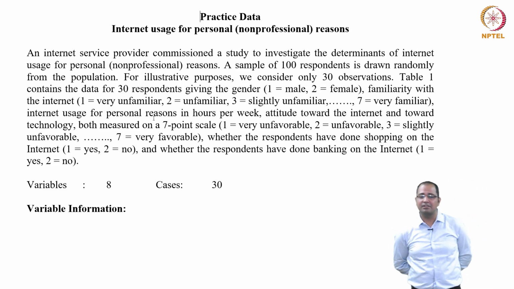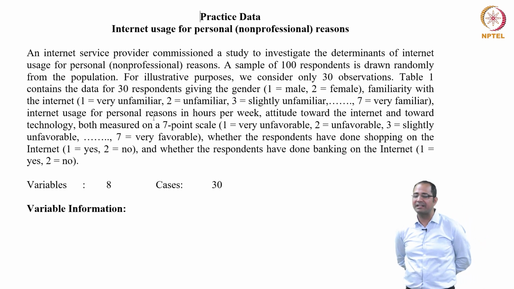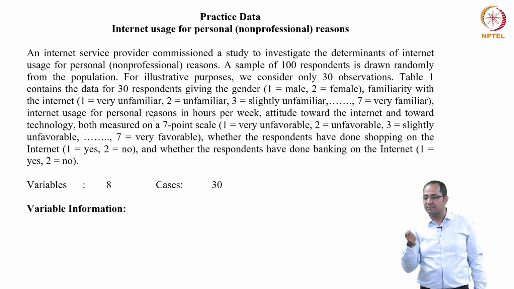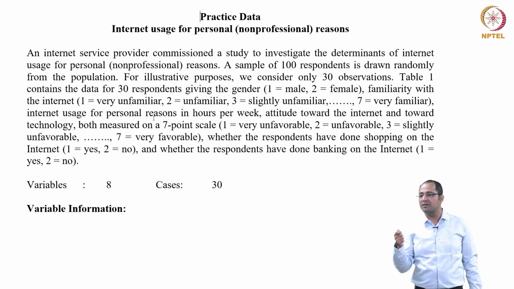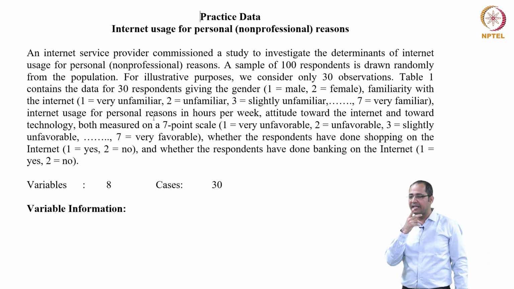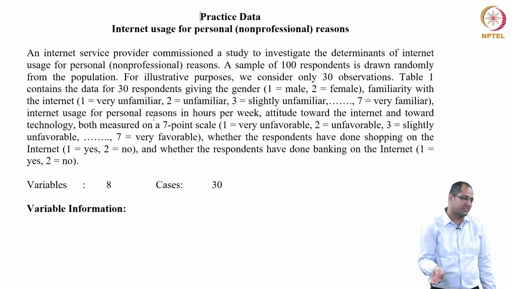Ordinal converted to interval, let's call it interval. You see the 1, 2, 3, 4, familiar, very familiar, unfamiliar, 1, 2, 3, 4, 5, 6, 7, which means it is forced interval, it is interval. We'll treat it as interval. What is the next one? Hours per week. Attitude. So, what is this variable? Ratio variable, very good, because there can be an absolute 0 in this case.